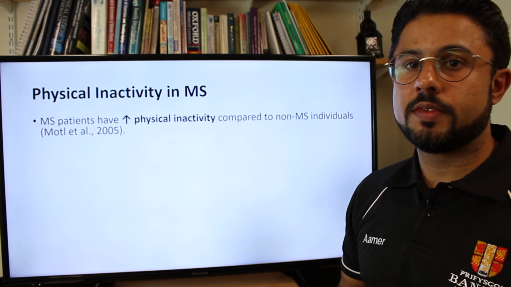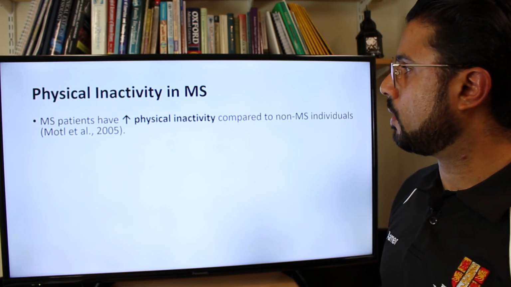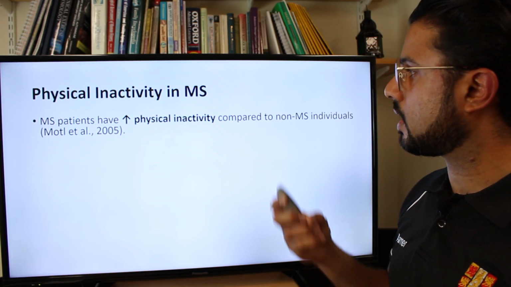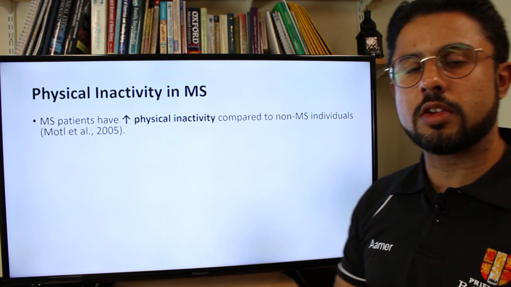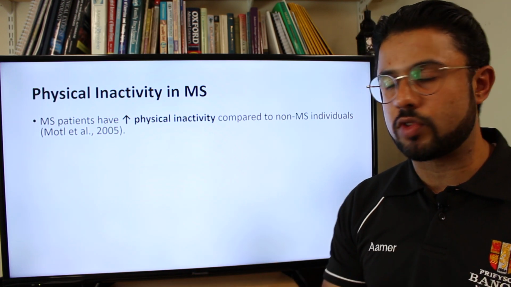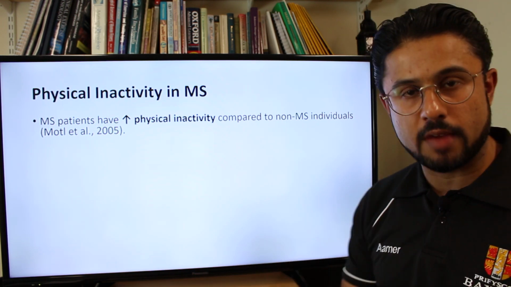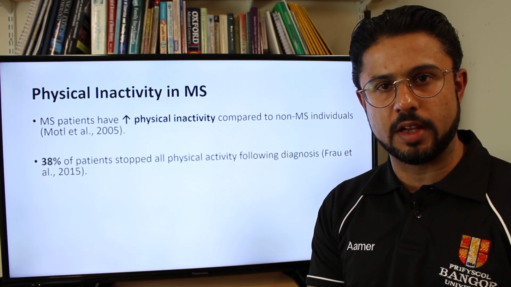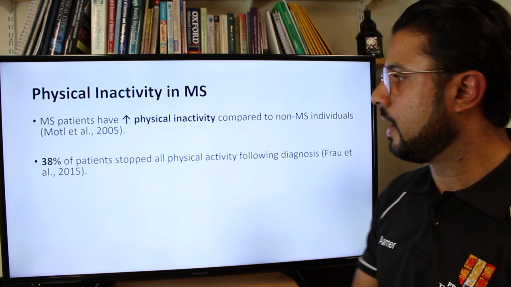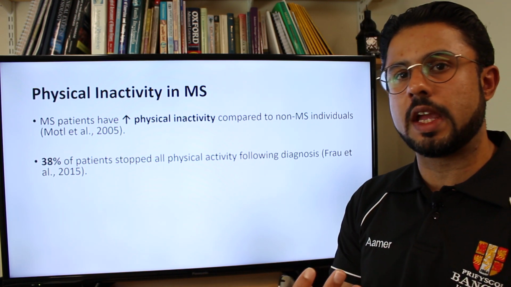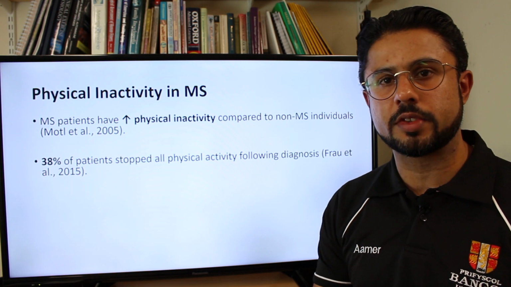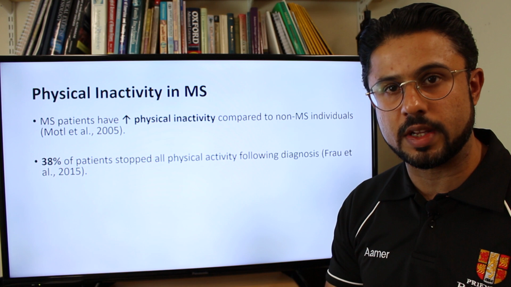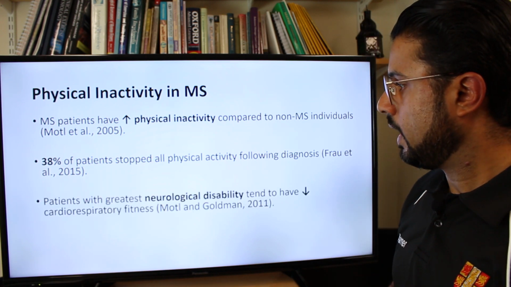So physical inactivity is a concern in multiple sclerosis. The research evidence shows that patients that have MS have greater rates of physical inactivity, sedentariness, compared to people that don't have MS. Also, if you have a patient that was previously active and then they get the diagnosis of MS, there has been some research to show that 38% of those patients stop exercising completely. That might be due to their symptoms, loss of confidence, disability, a whole host of reasons.